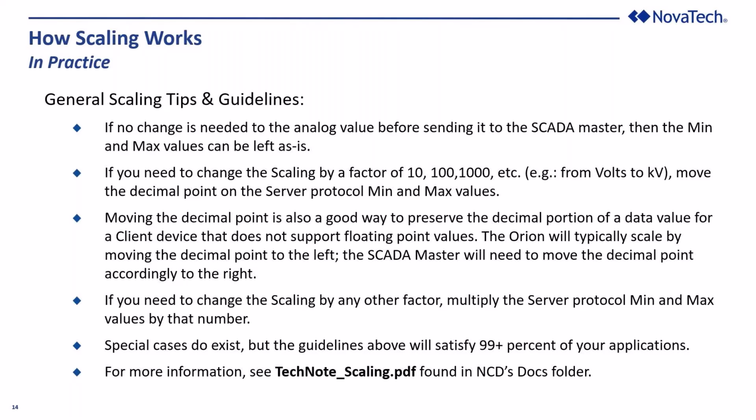So if you've got a client device that doesn't support floating points on the client side, you can simply bump that decimal place over. It'll report a full integer value. And then on the server side, you can move the decimal place back to get that floating point all the way through from your IED to your SCADA master. If you need to change the scaling factor by any other factor, multiply server protocol minimum and maximum values by that number. That was kind of the end result of the math that we just did, multiplying by a scale factor.